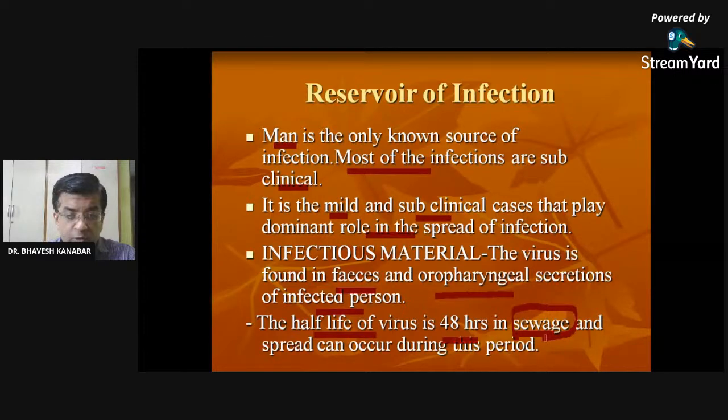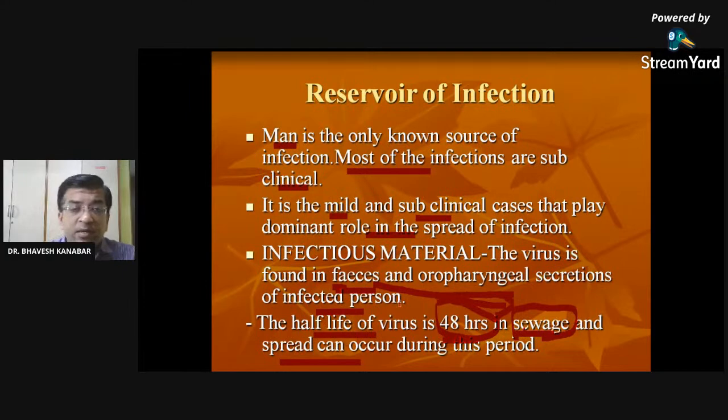Gutter no pani, right? That is sewage. So it is found in sewage as well as spread. It can spread infection through this half-life, this period, 48 hours. If virus is excreted in feces and this feces goes to the sewage, then virus can have a half-life of 48 hours. If any person comes into contact with the sewage, then infection can occur in that person.